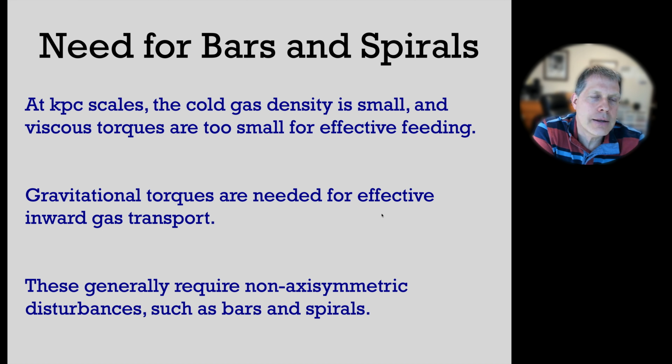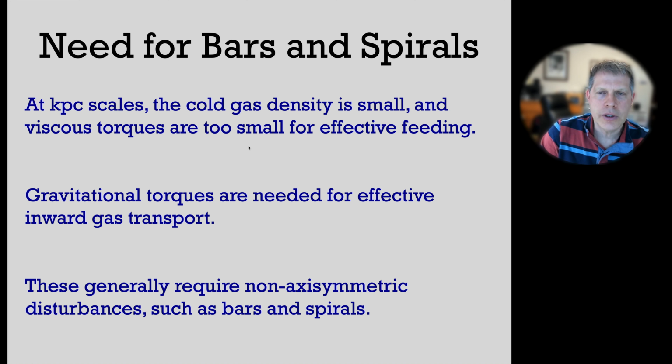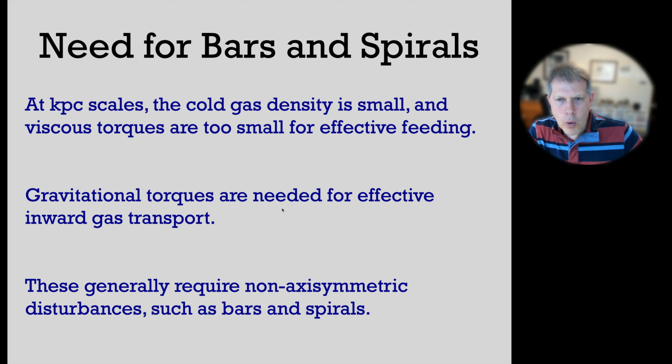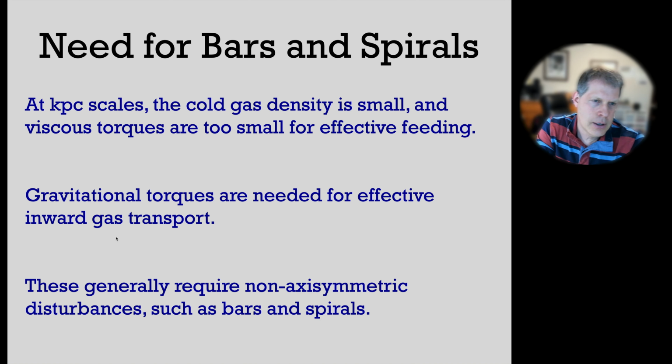Now, at kiloparsec scales, the cold gas density is small, and thus viscous torques are generally too small for effective feeding. That's not going to be the mechanism, viscosity, by which you're going to be able to transport this material inward. Instead, gravitational torques are likely required for effective inward gas transport. These gravitational torques that are capable of providing significant inward gas transport generally require non-axisymmetric disturbances of a galaxy, phenomena such as bars and spirals.